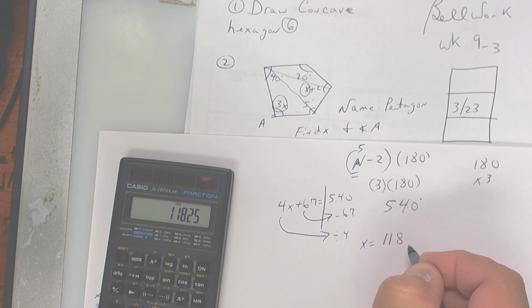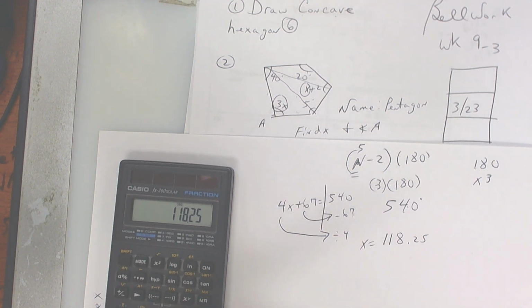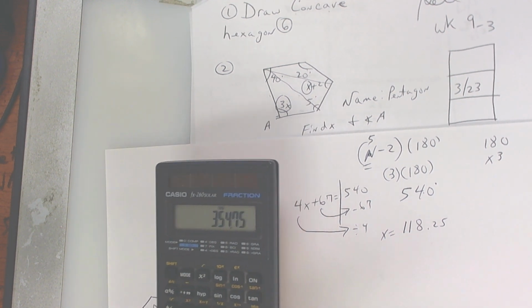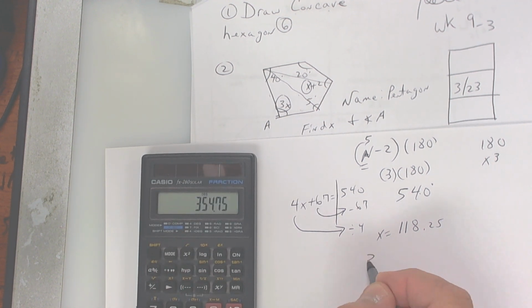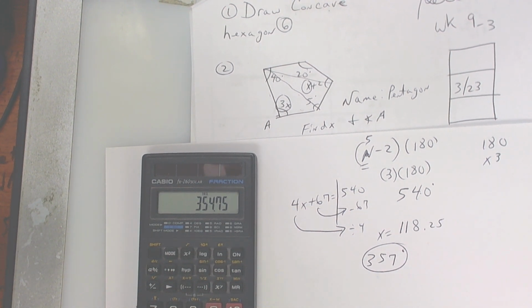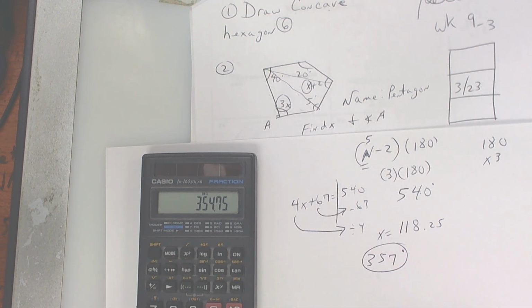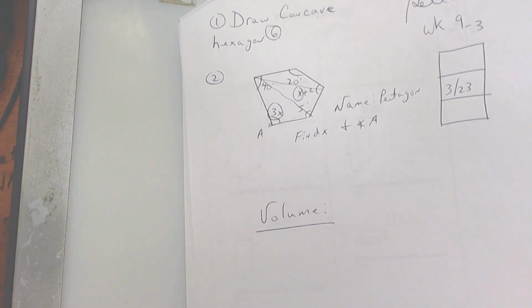So x equals 118.25. They want you to find angle A, so you multiply that by 3, and that equals 357 degrees. And of course, we know that's not right. That's too big. A circle is 360. And this certainly is not that. But according to the numbers, that's what you would put. Okay? All right, let's talk about volume.